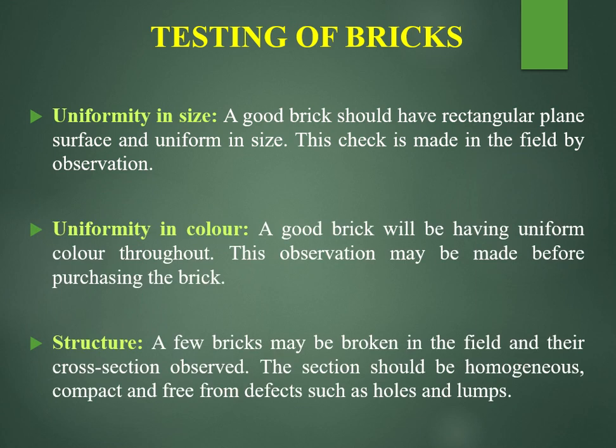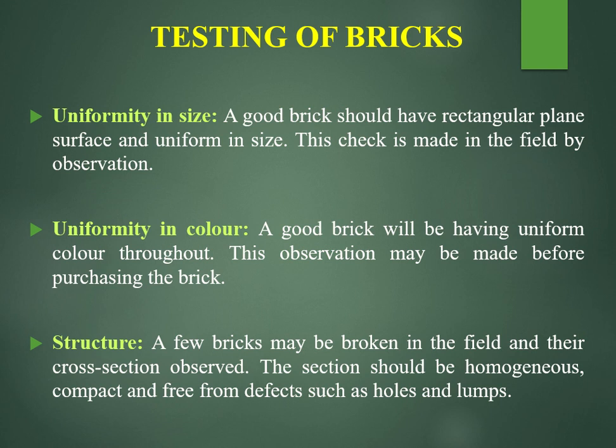So a good brick should have a uniform color, as talked about in the characteristics of a good brick also. So right from the beginning to the end of the brick, the same color, the red color or the copper color, should be uniform. Meaning when you are watching with your eyes, you must observe the same color. Sorry, I was talking about uniformity in color. Uniformity in size, the first one.